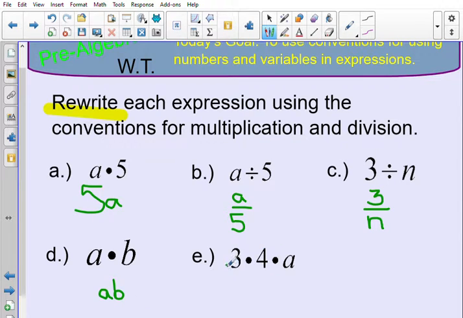And then that last one, you can do something with this first part. 3 times 4 is 12. So then it's 12 times A. Well, 12 times A we would just write as 12A. So I'm hoping that we have 12A written down, not 3 times 4A or anything else. It's just 12A. So that's that one.